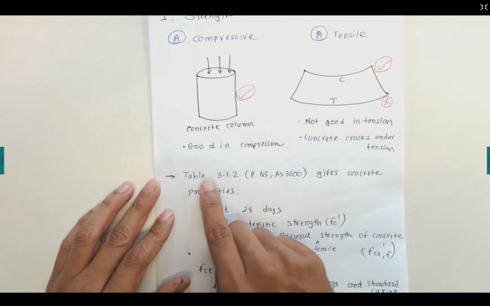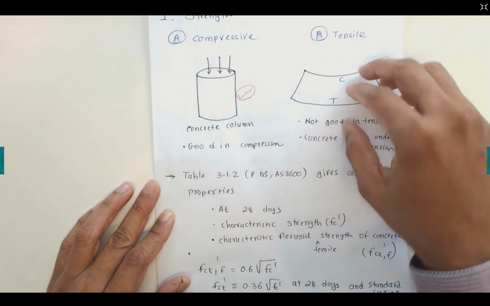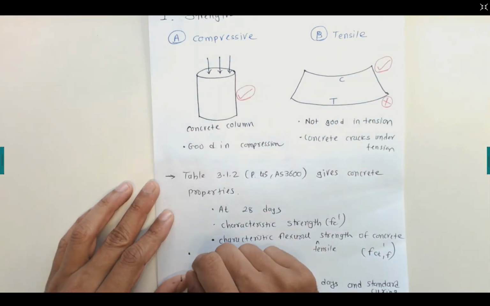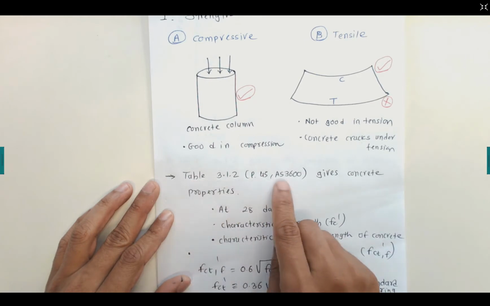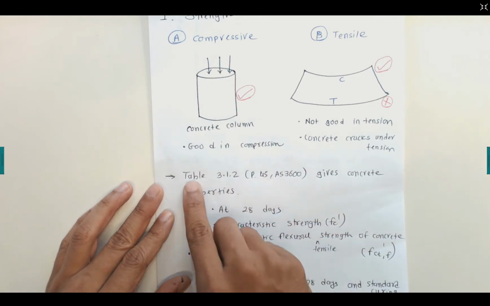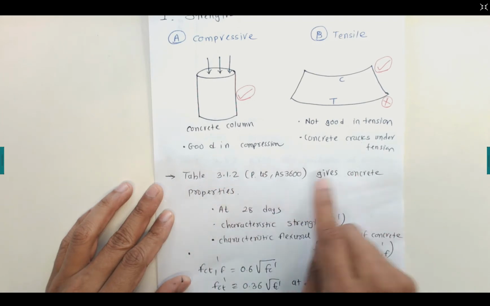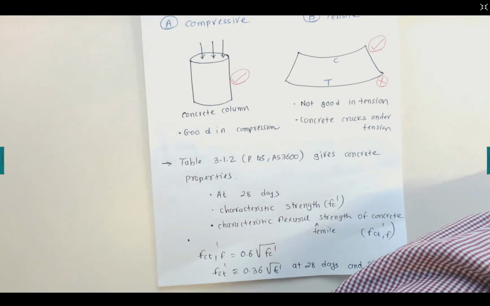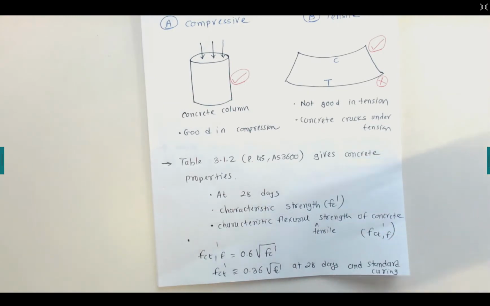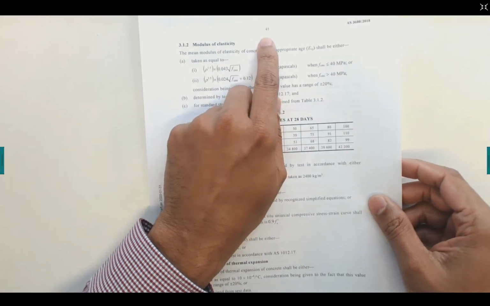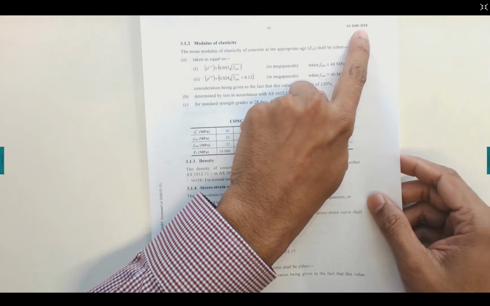Now we look at this compression and tension. How do we know the values for those compressive and tensile strengths? So Australian Standard AS3600, table 3.1.2, gives the concrete properties. Now it's given at 28 days. Now I can show you where this table is. That table is given on page number 45 of AS3600 2018.